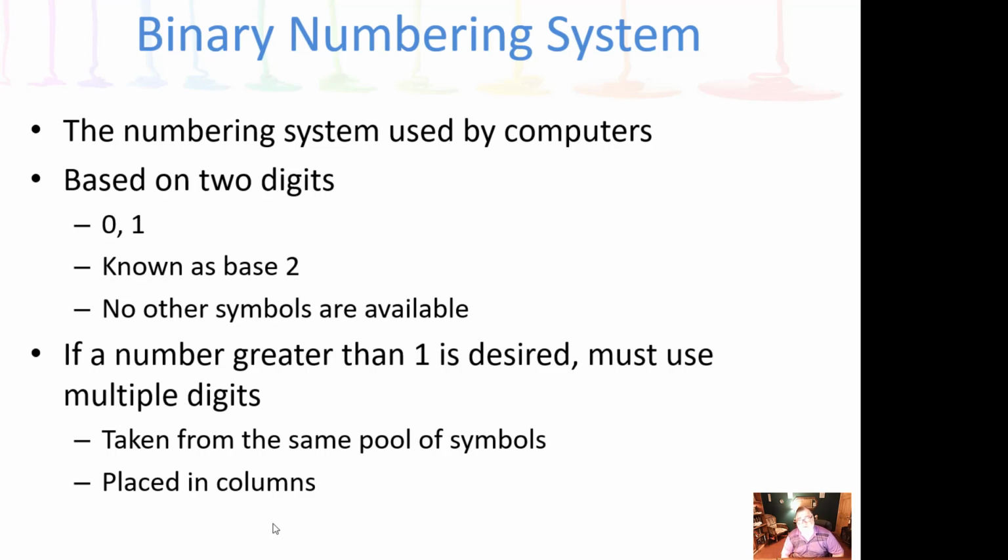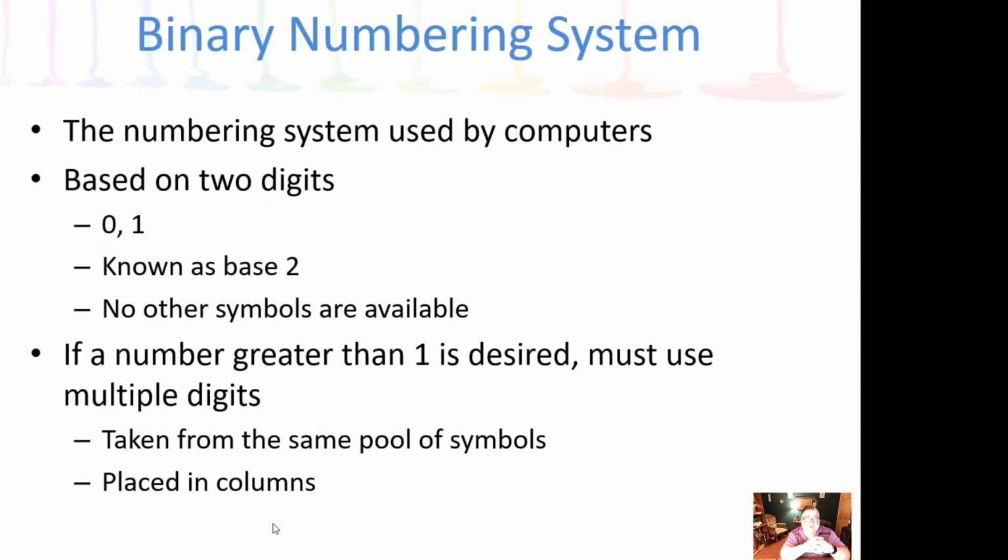Now, besides the decimal or base 10 numbering system, we also have a binary numbering system. And this is the numbering system used by computers. Why? Because computers only know 2 digits, 0 and 1. 0 is off, 1 is on. So if you think of a light switch, 0 means off, 1 means on. And that's how computers actually work. They have millions and millions of switches inside, and that's how they compute things. 0's off, 1 is on.